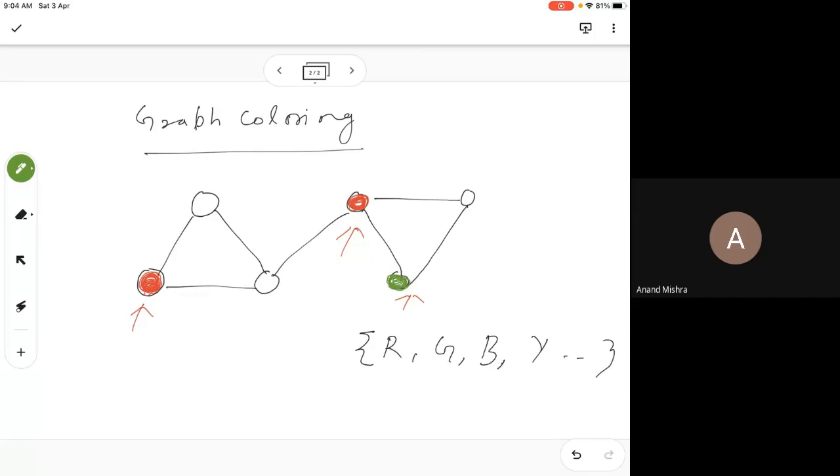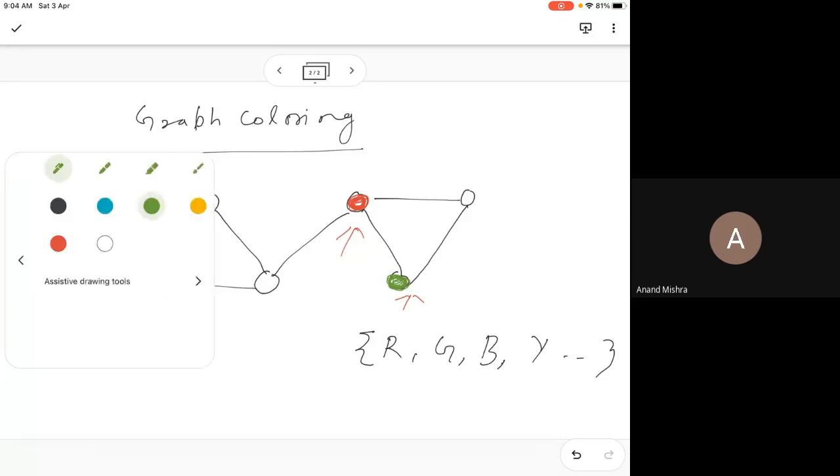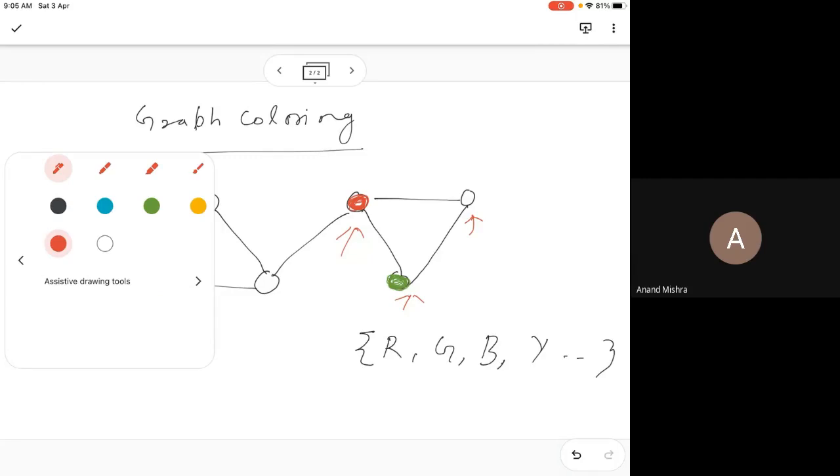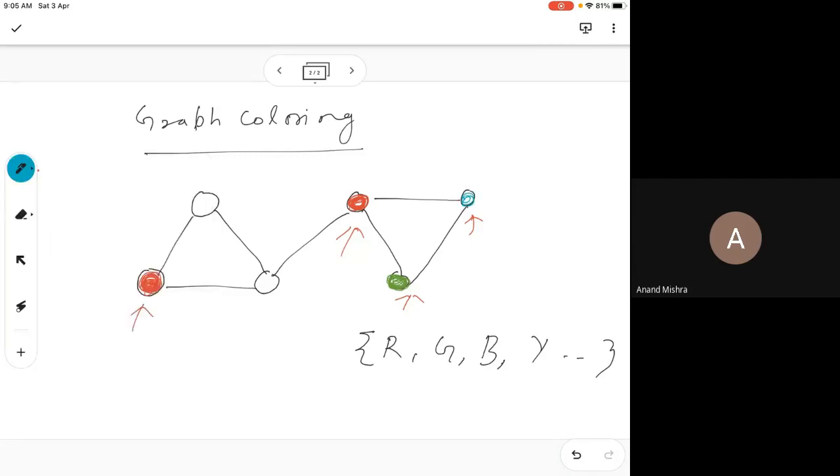Okay. Next, let's say I choose this vertex to color. In this case, both red and green are already used, therefore I cannot use red and green, but I can use blue. So for me, let's say this is blue. So red, green, blue are used.